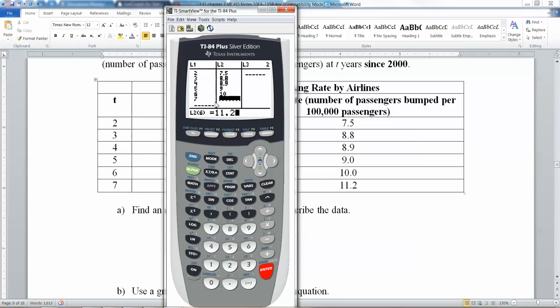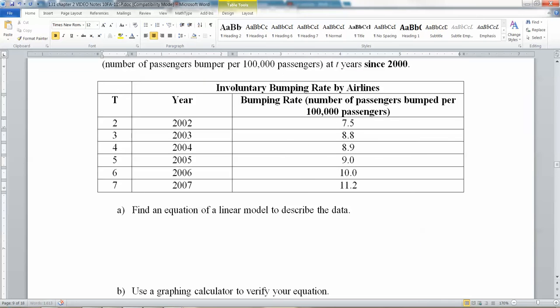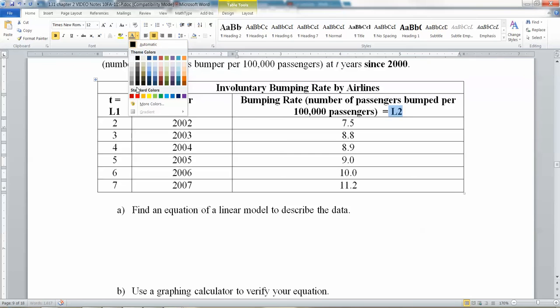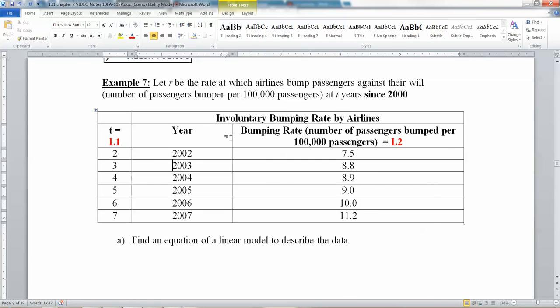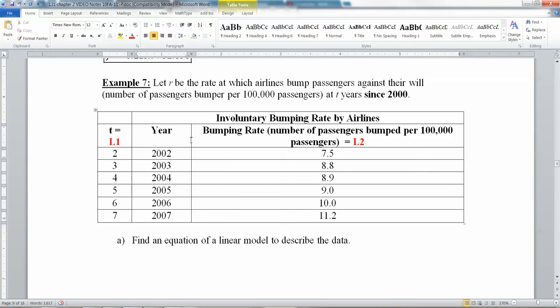Okay? So you type in all your numbers, right? Stat, edit, type your numbers in. Don't forget to use T. T is your L1. Better label that for yourself. T is L1. Skip over the year thing, and L2 is equal to the number of passengers that have been bumped. Bumping means that you bought a ticket, but they knock you off of the flight and put you on a different flight because they oversold it.